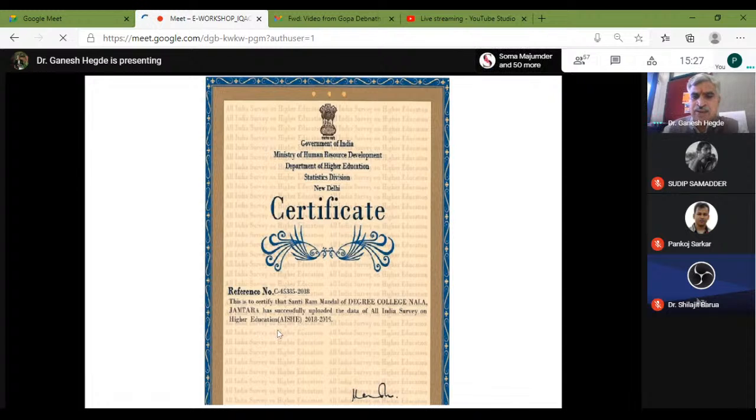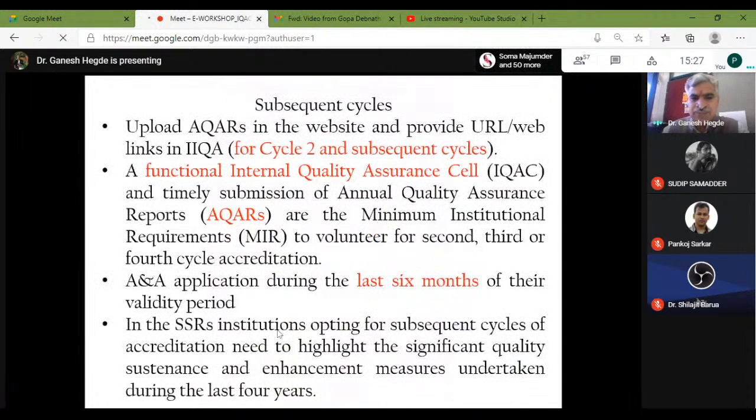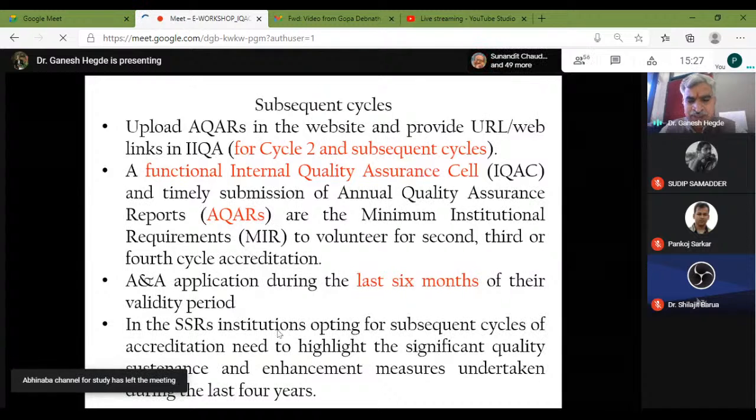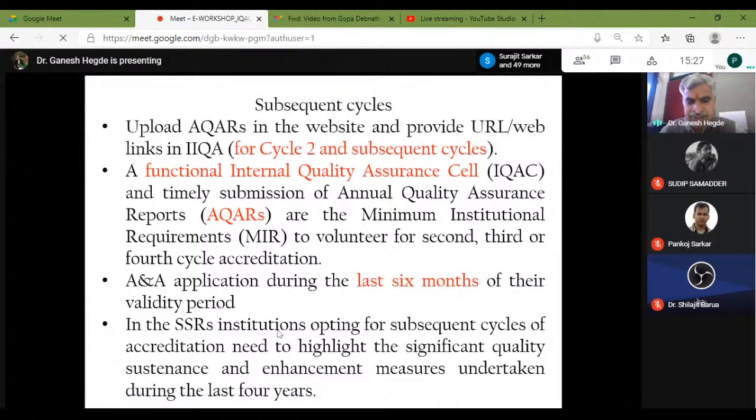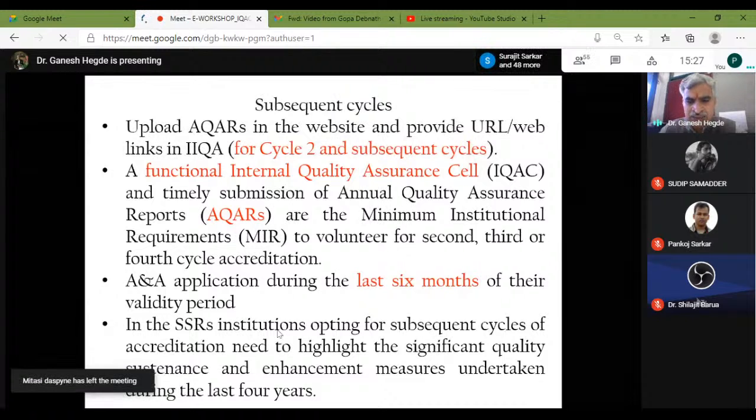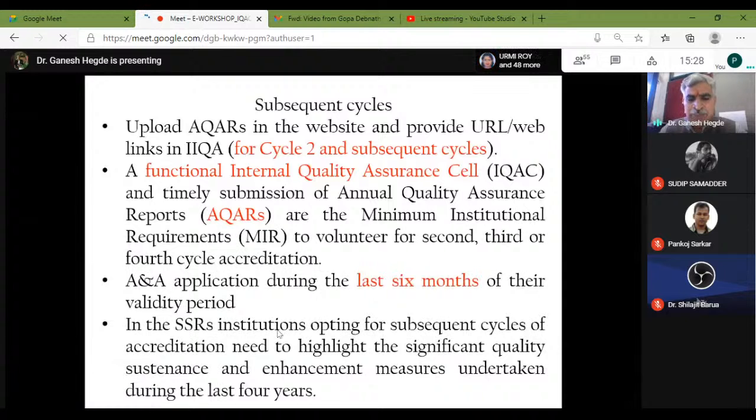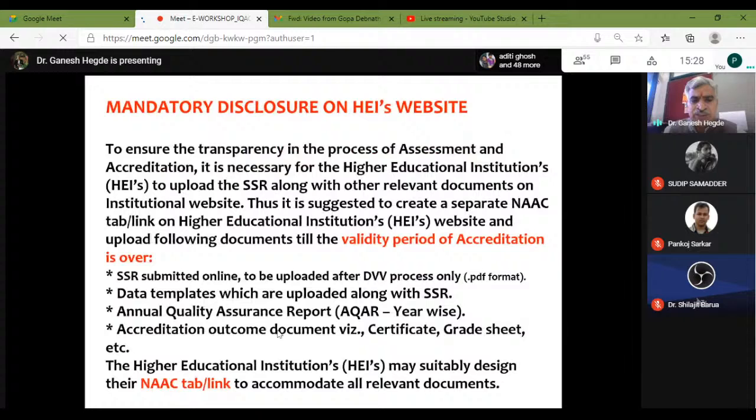Now, what are all the things required? For the submission of the subsequent cycles, you need to submit the IIQA to the NAC in the last quarter of the valid accreditation. That means, if you would like to continue the validity period of the accreditation, then in the last quarter, you have to submit the IIQA to the NAC. Your application should be pending with the NAC. Then only the validity period will be continued.